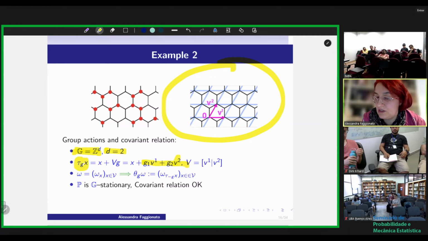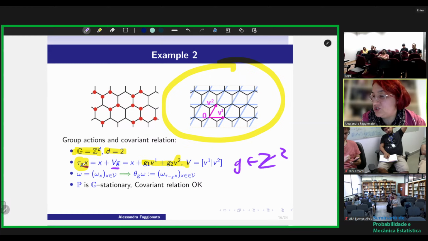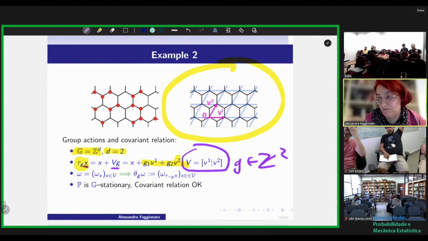Therefore, this is the definition. Given g in Z^2, tau_g, the translation associated to g, maps the point x into x plus Vg, where V is the invertible matrix having columns v1 and v2. And then you can also define the action of the group on the probability space.